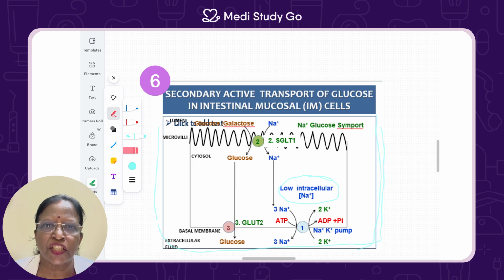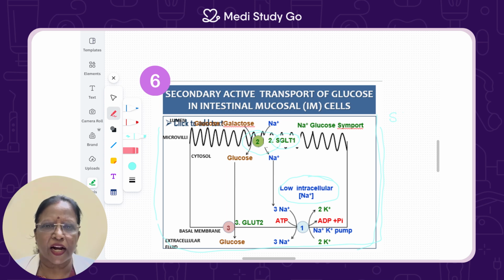But if the sodium-potassium pump has to continue its work, it needs sodium ions. So where will the sodium ions come from? They come from the intestinal lumen. Concentration of glucose, galactose, because of digestion in the intestine, and sodium ions is high in the intestinal lumen. So, present on the luminal surface of the membrane is a second transport molecule called SGLT1, sodium glucose transporter 1.